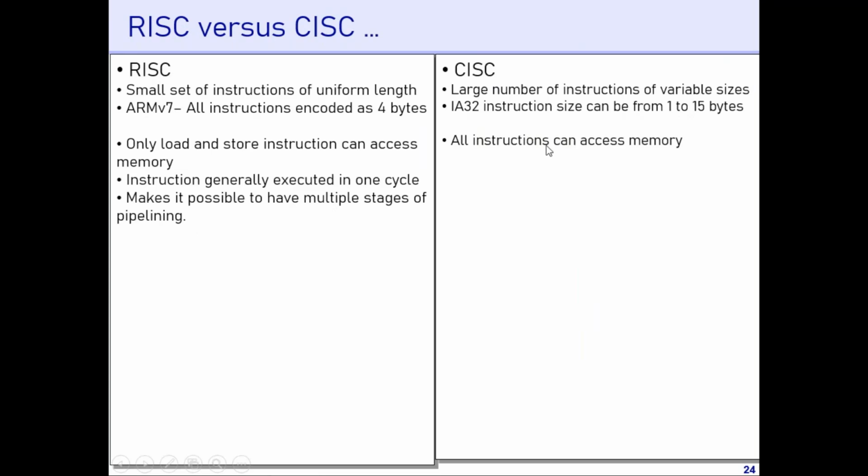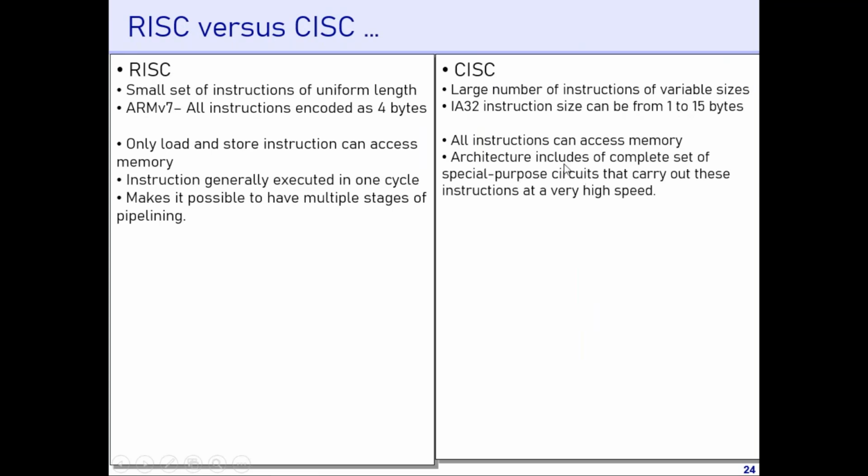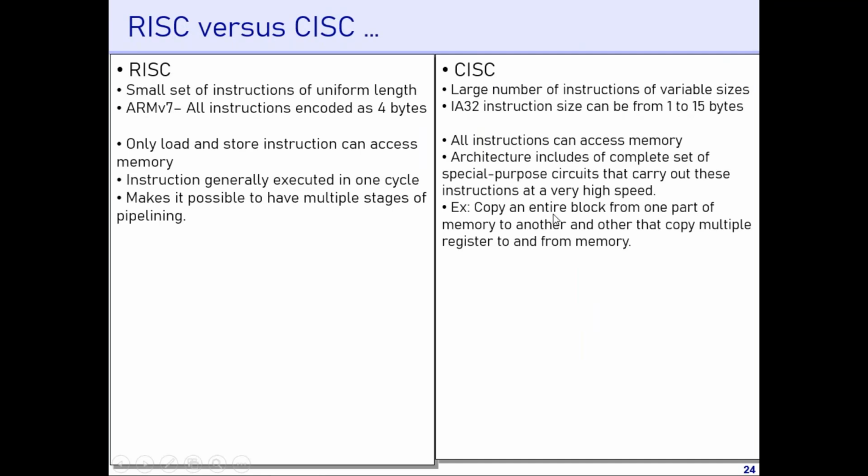Whereas in CISC, the majority of instructions can access memory. The architecture includes a complete set of special purpose circuits that carry out instructions at a very high speed. Example, copying an entire block from one part of the memory to another, and copying multiple registers to and from memory. For that, there is a special purpose circuit that will make sure the instruction is executed.